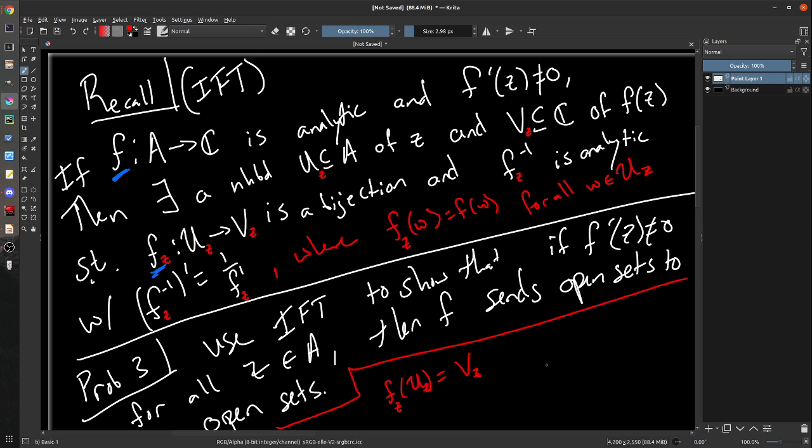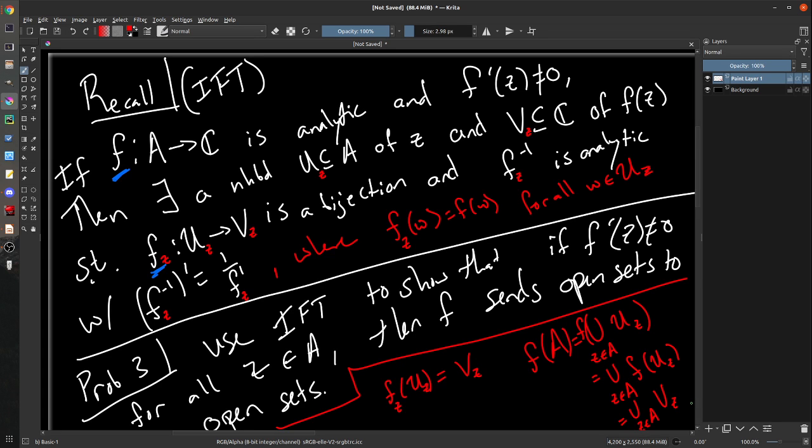Then notice you could write A, and this is the big hint, as a union over z in A of U_z, and then you could look at f of A. Well, that would be f of this union, and here's the piece that maybe people were not sure they could justify, the union over z in A of f of U_z. And that's just going to be the union over z in A of V_z.